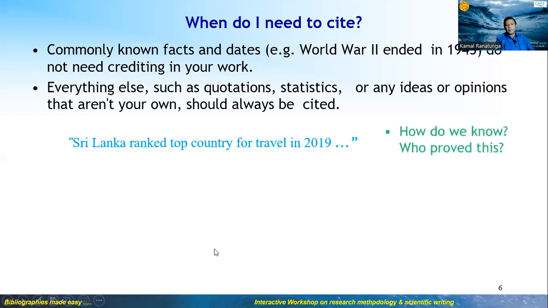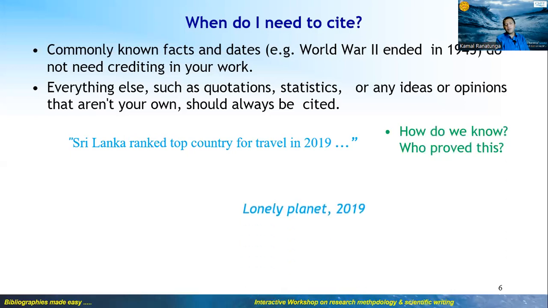Here, I have given one example, right? Sri Lanka ranked top country for travel in 2019, but not now. This kind of information is really important, especially for a traveler who wants to come to Sri Lanka, so they'll be really interested in reading this. But what is important for them is who said this, because they will decide whether to go to Sri Lanka or not based on who said this, right?